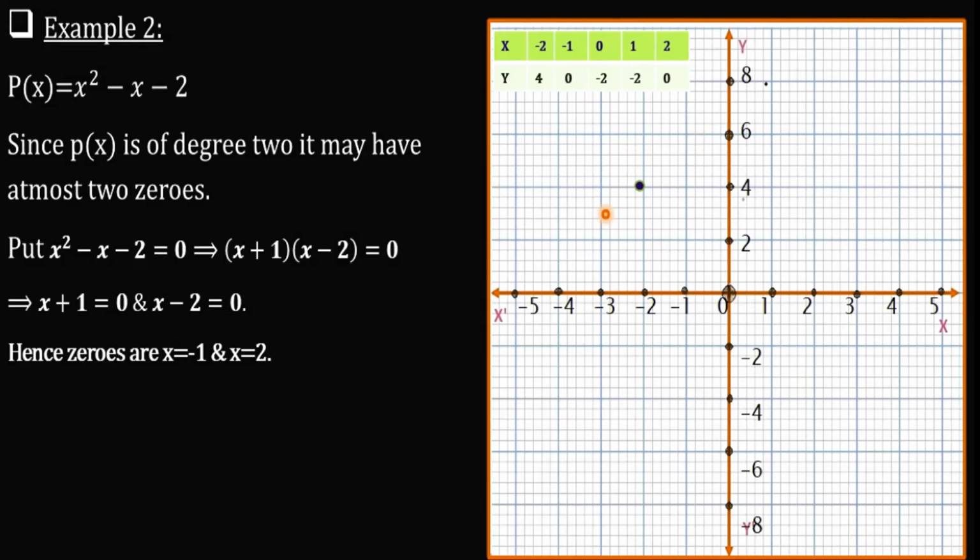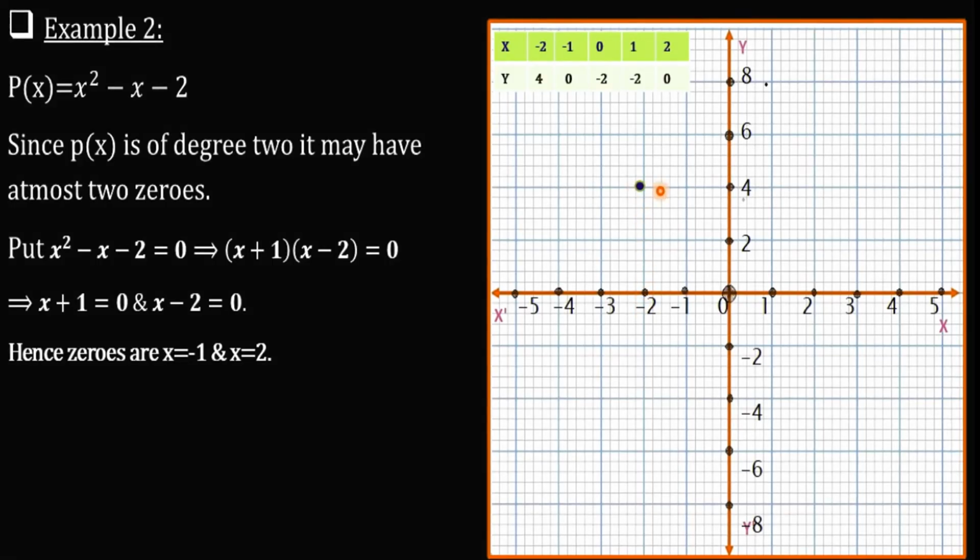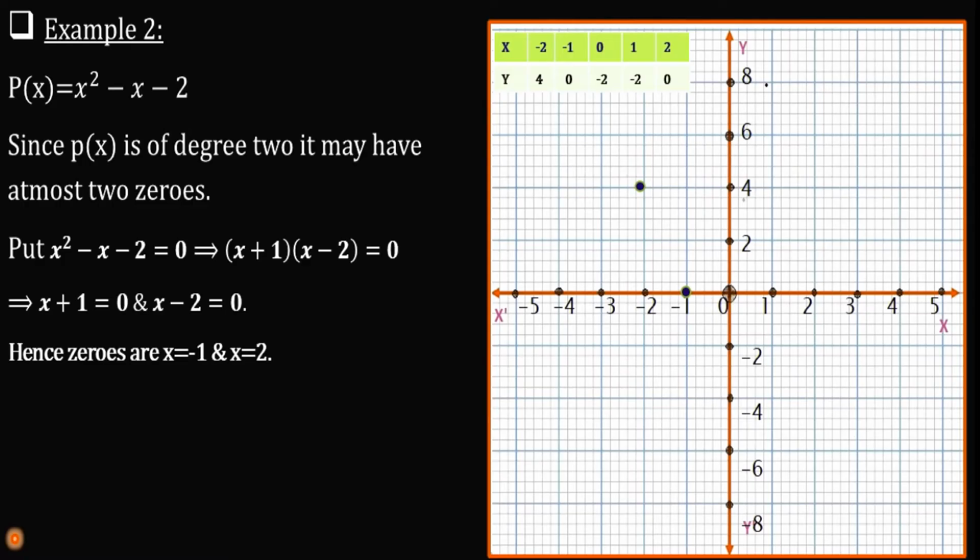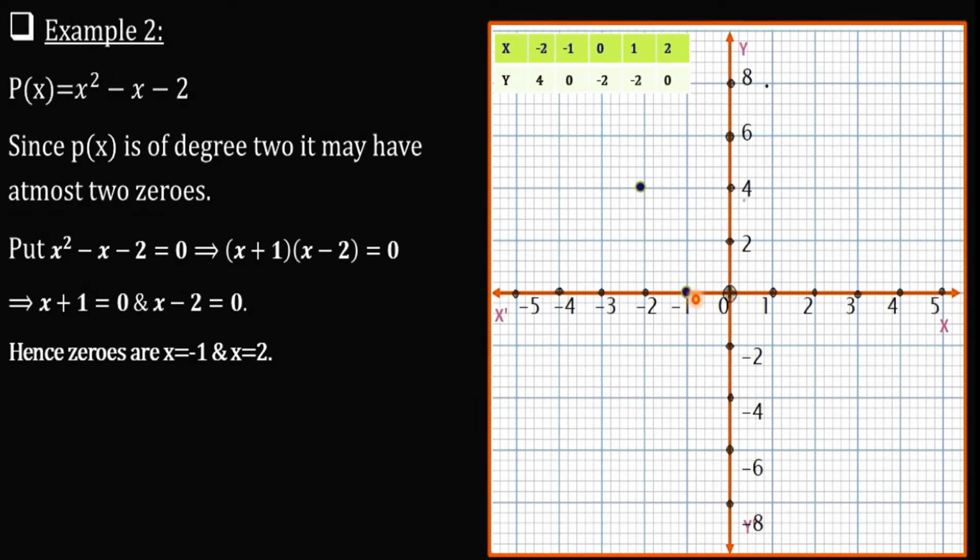Sorry, at first we can take this point, that is negative 2, 4. That is the intersection of x equal to negative 2 and y equal to 4. x equal to negative 2 is this point, y equal to 4 is this point. The intersection of these two will give this point. Next, negative 1, 0. That is, x is negative 1 and y is 0. That is this point, the intersection of x equal to negative 1 and y equal to 0.